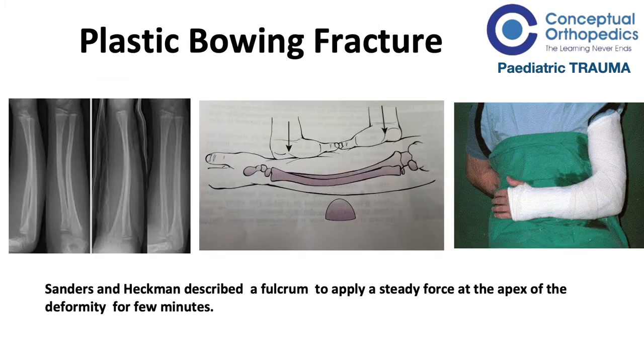This is how it is done. Sanders and Hackman described a fulcrum to apply. Either you put a sandbag, as you see in that particular picture, and a steady force at the apex of the deformity for a few minutes. Gradually, you do not force it, you do not break the bone. But as seen in that picture, you correct the deformity almost into a neutral position, as you see here. You see the fingers on the other side pressing the bone, and the sandbag on the opposite side, so that the deformation is corrected. And it is imperative that an above-elbow cast is given for 3 to 4 weeks.